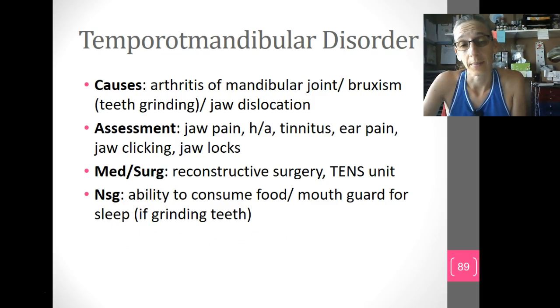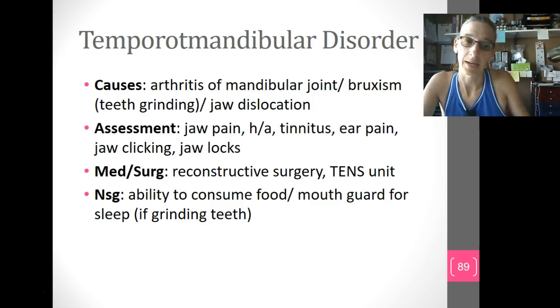Medical surgical is going to be reconstructive surgery, and I'm really not about that. And TENS units can possibly help. Now, nursing concern is the ability to consume food and maybe a mouth guard for when the patient's sleeping, to help eliminate that teeth grinding that may be causing the temporomandibular disease.